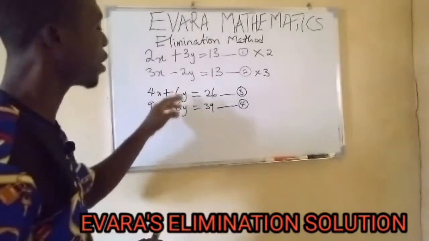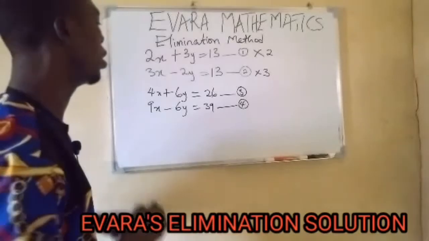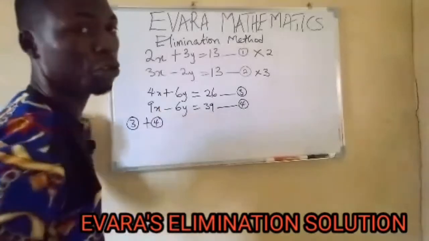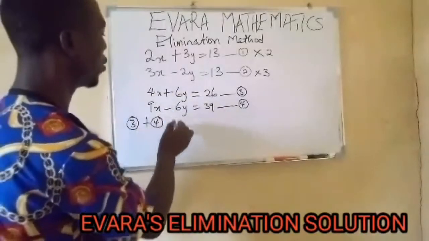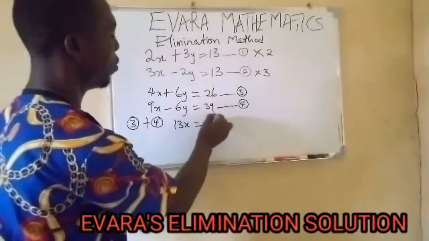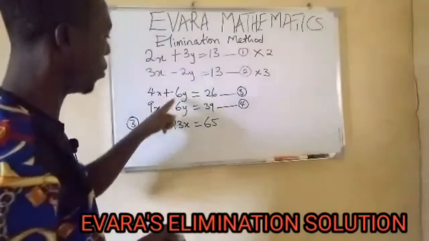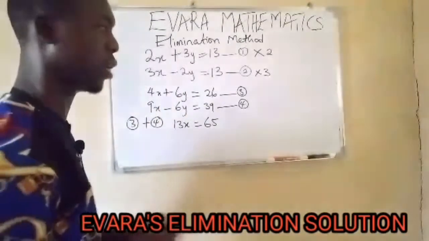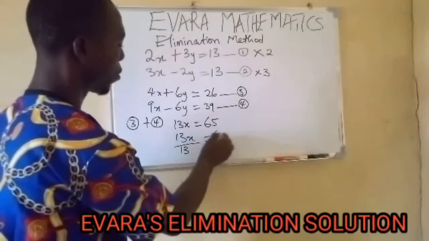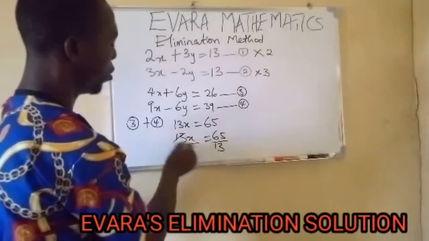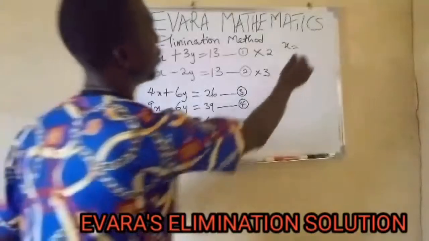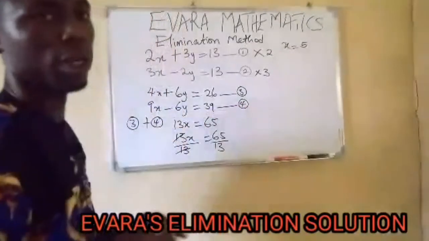And now they are carrying different signs. So we are going to add the two equations together. So it will be equation 3 plus equation 4. 4x plus 9x is 13x. 26 plus 39 is 65. So 6y minus 6y, that means y is out already. So if you divide both sides here by 13, we have x equals 65 divided by 13, x equals 5.